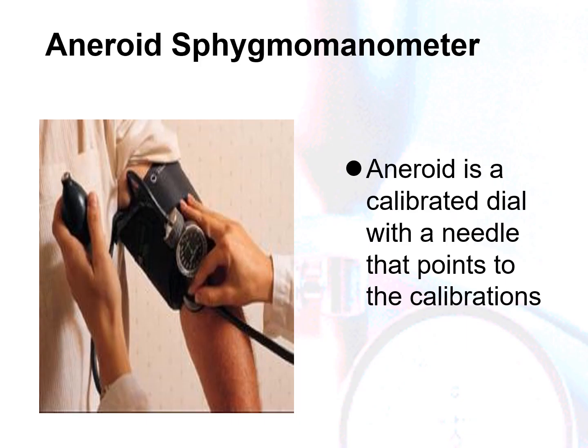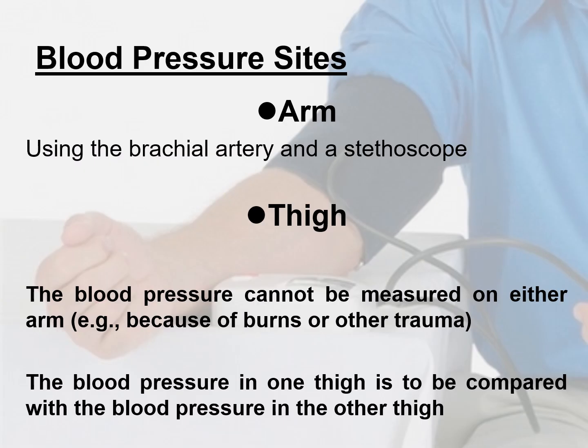So this is just a picture of the aneroid sphygmomanometer. The aneroid is a calibrated dial with a needle that points to the calibrations. There are two blood pressure sites that we can use with the sphygmomanometer and the stethoscope. One is the arm, where we use the brachial artery, and the other is the thigh. If the blood pressure cannot be measured in either arm, then we can use the thigh.